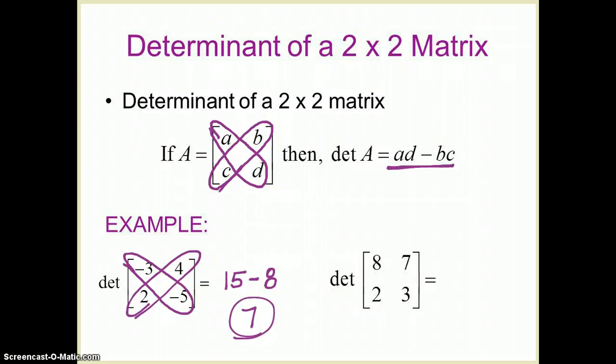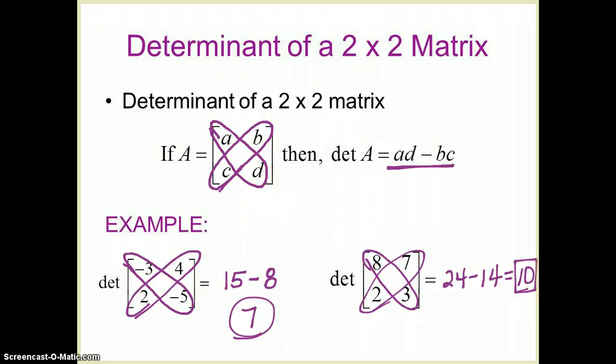Okay, now let's do a second example. So main diagonal first, 8 times 3 is 24, 7 times 2 is 14. So 24 minus 14 is 10, my determinant.